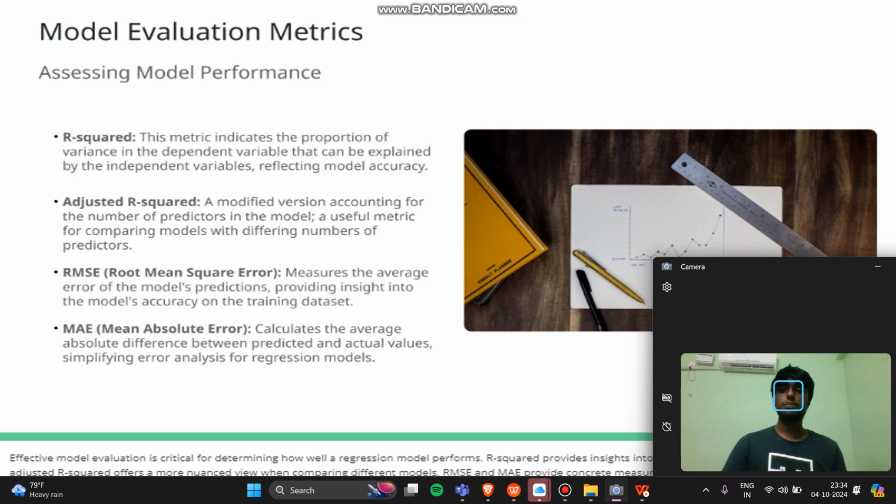The metric indicates the proportion of variance in the dependent variable that can be explained by the independent variable, reflecting the model accuracy. Adjusted R squared, a modified R squared accounting for the number of predictors in the model, is a useful metric for comparing models with different numbers of predictors.